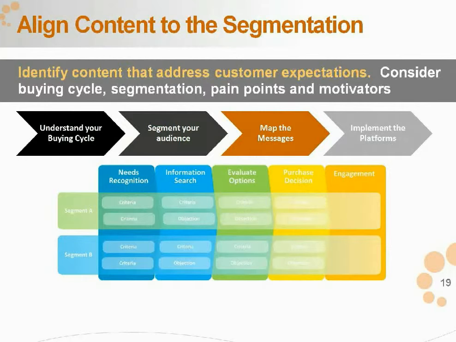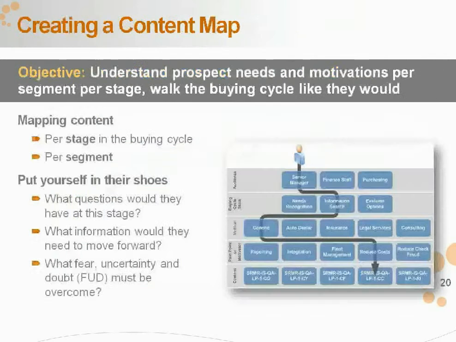Once you've got all this information, it's very important to document it. You create a content map. You do it per stage and per segment. You focus on messaging and content that will push the prospect to the next stage in the buying cycle. So what information would they need to move forward? What risks, what FUD factors are involved that must be overcome for them to move to the next stage.